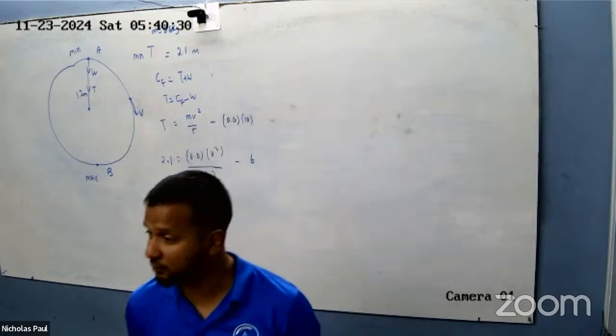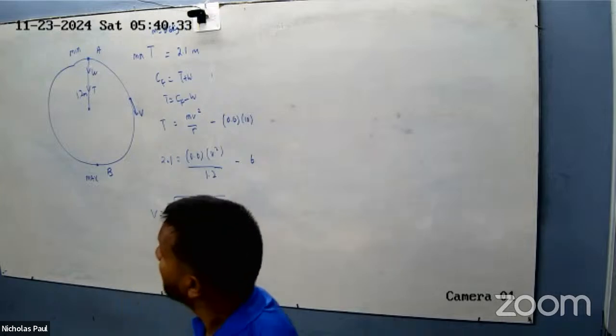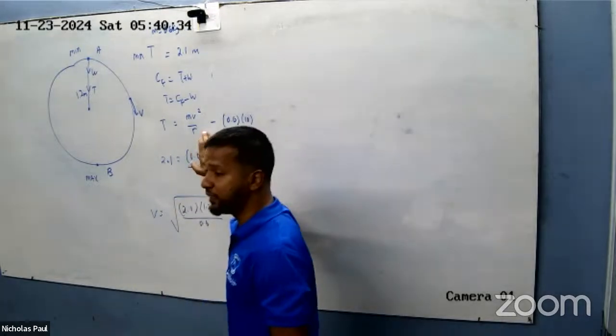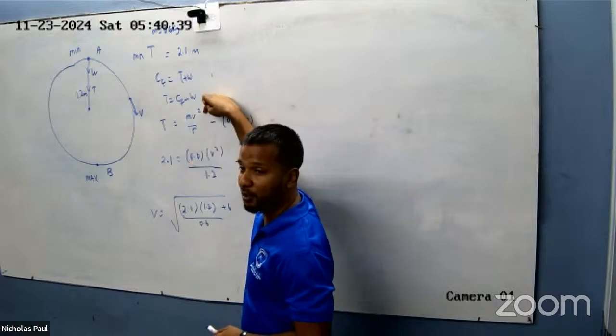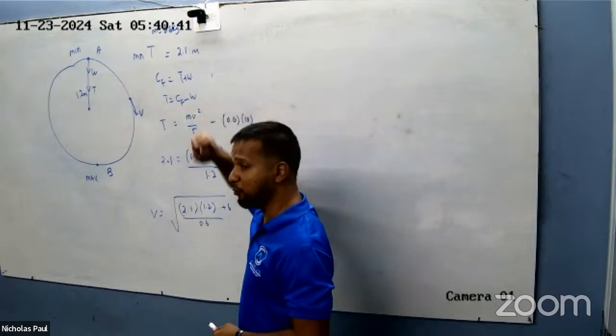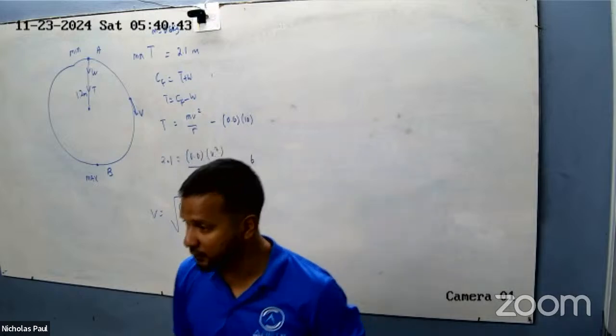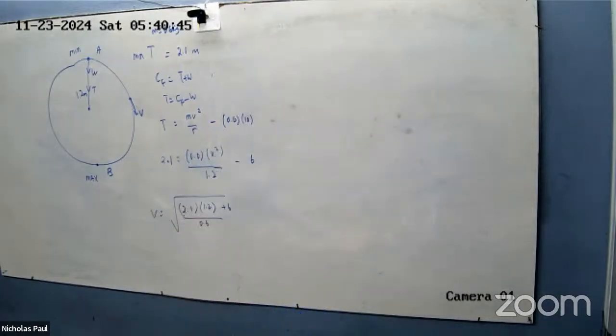Work it out. Whenever you're choosing the centripetal force formula, you use this formula if you need v, or you use the one with omega if you need omega, right? Work it out and then we have the next one, right?